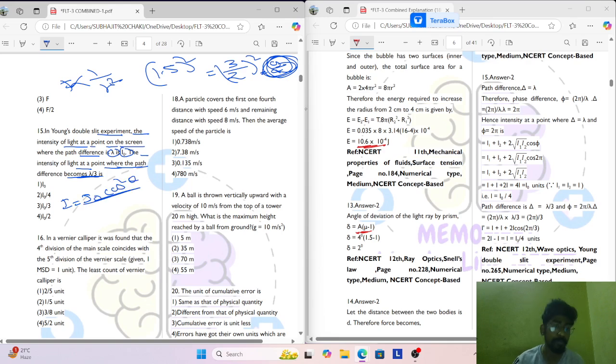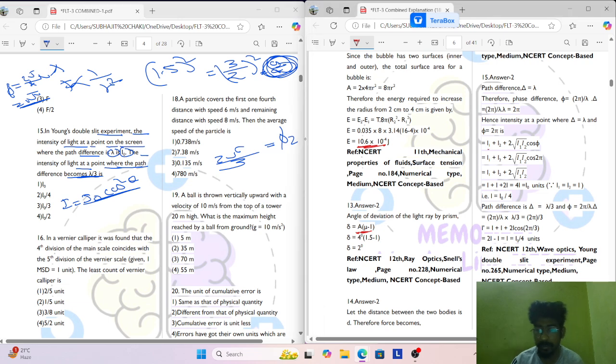So phase difference is given by the formula 2 pi by lambda into path difference. So phi will be equal to what? 2 pi by lambda into lambda. So lambda will cancel out. The phase difference is 2 pi for the first case. For the second case it will become 2 pi by 3, right? Phi 2.